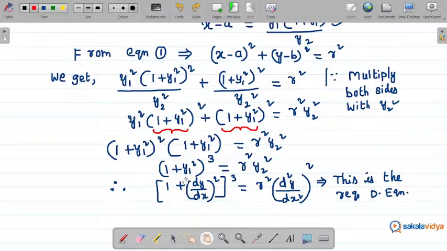So next, in the place of y1 write dy by dx, and in the place of y2 write d2y by dx square. So (1 plus (dy by dx) whole square) whole cube is equal to r square into (d2y by dx square) whole square. This is the required differential equation. I hope it's very clear to you.